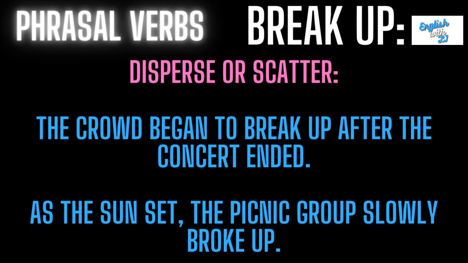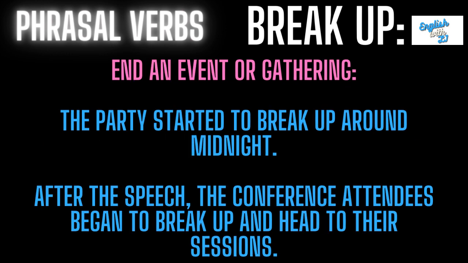As the sun set, the picnic group slowly broke up. So there's a group of people having a picnic, the sun sets, so they're ready to go home. So all the people break up, they go off into their little groups and go home. So break up is to disperse and scatter. Now see whether you can utilize break up in this way in your own sentence.